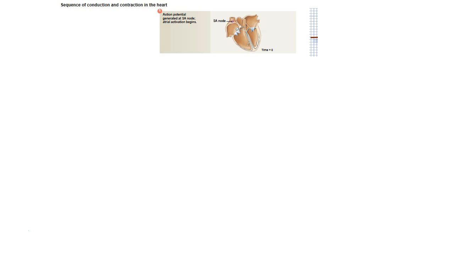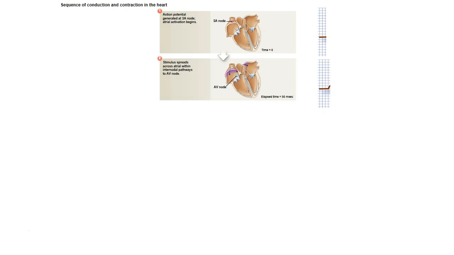So we start off with the SA node depolarizing, and then that depolarization is going to spread down towards the AV node and then towards the left atrium.